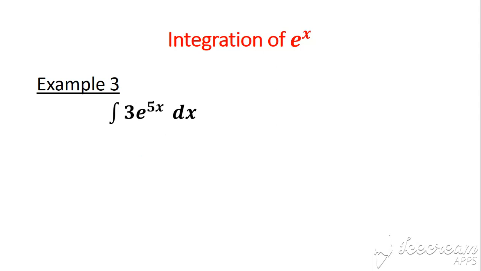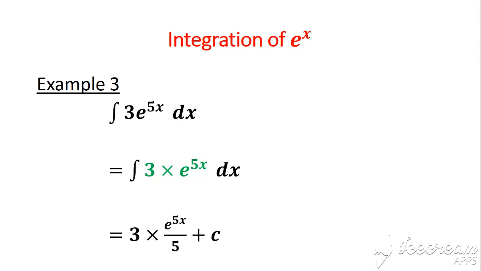All right, let's go to example 3. Let's integrate 3 times e to the power of 5x with respect to x. So the first thing to do is you might want to think of it like this. We have 3 times e to the power of 5x. Leave the 3 alone when we integrate and take the function e to the power of 5x and write it as e to the power of 5x divided by 5.